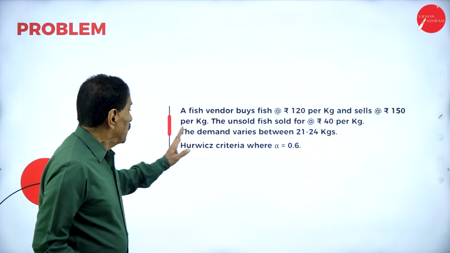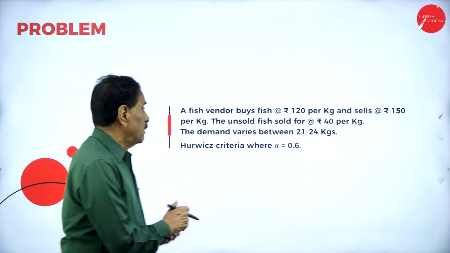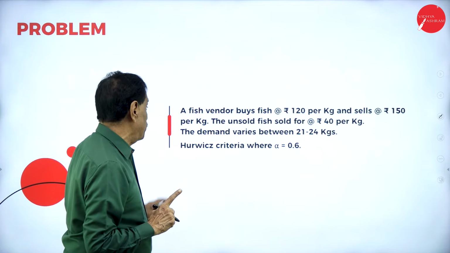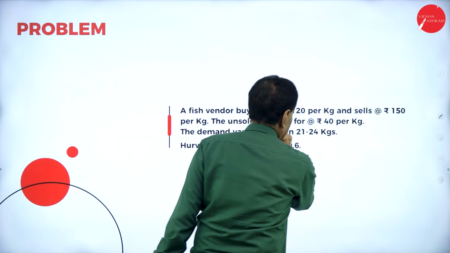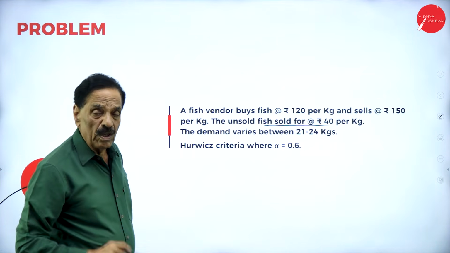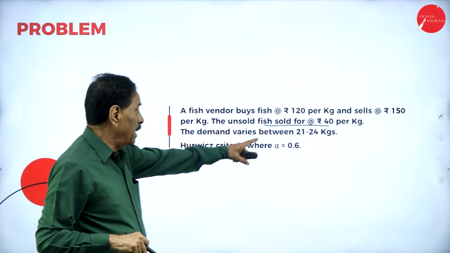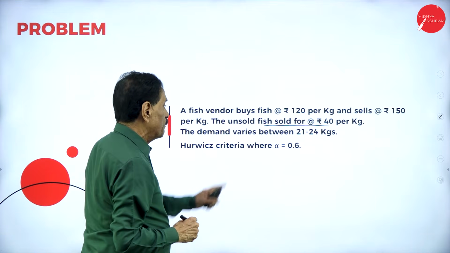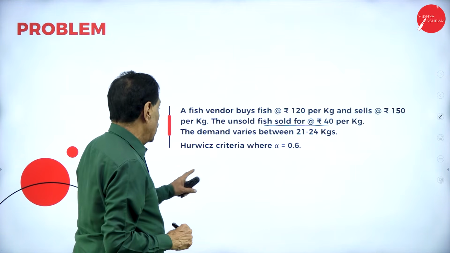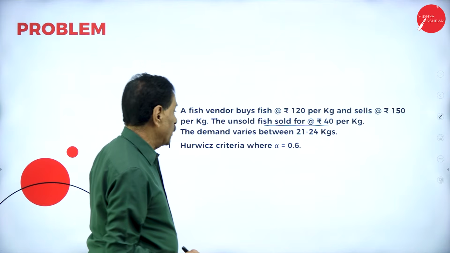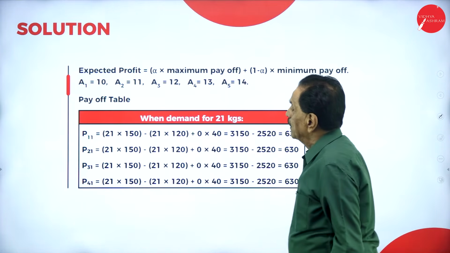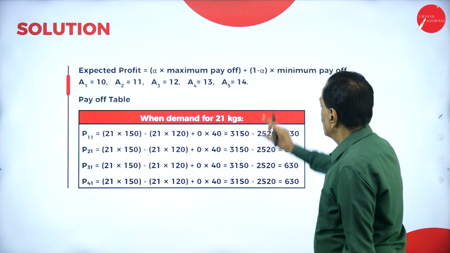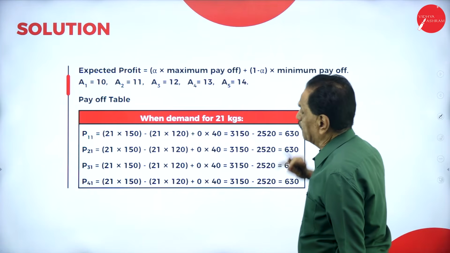Second problem. A fish vendor buys fish at rupees 120 per kg and sells at rupees 150 per kg. In the last problem, all the items were sold; now something has been left over. The unsold fish is sold at rupees 40 per kg. The demand varies between 21 to 24 kg. Hurwicz's criterion when alpha is 0.6. Expected profit is equal to alpha into maximum payoff plus 1 minus alpha into minimum payoff.